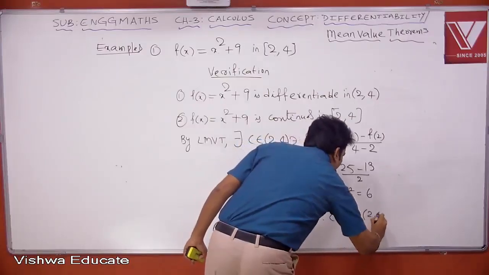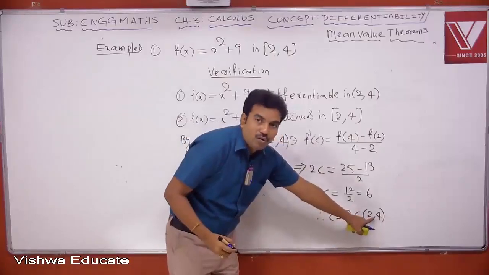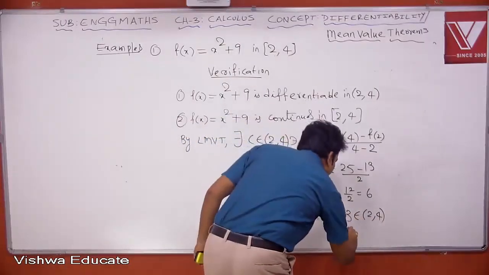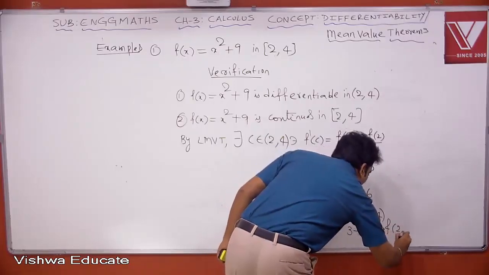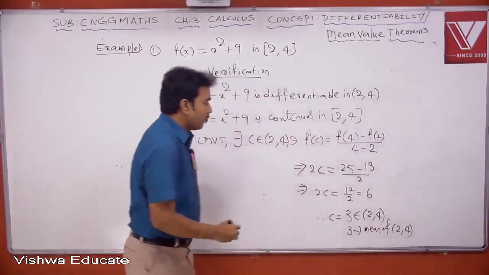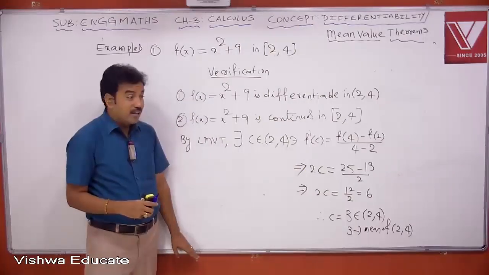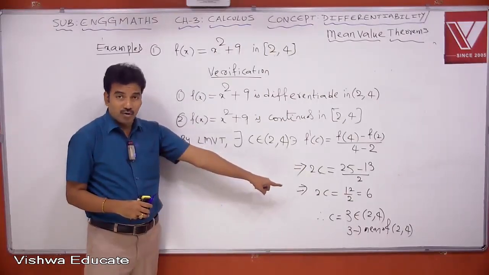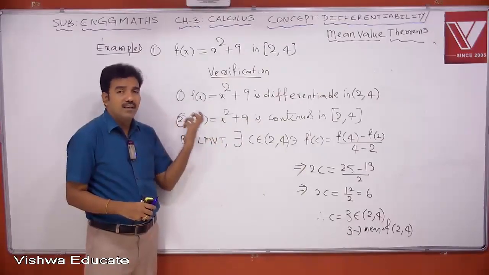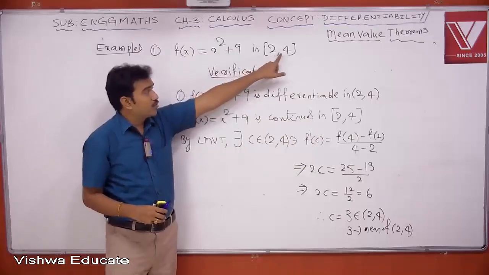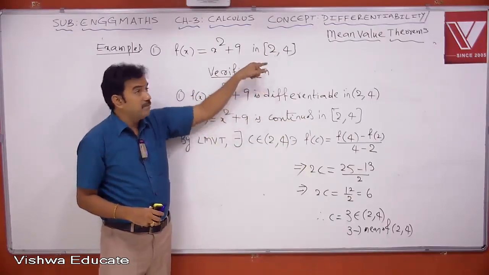Now this belongs to the open interval 2 comma 4. Interestingly, this 3 is nothing but the midpoint of the interval. Therefore this 3 is actually the mean of the interval 2 comma 4. That's why they are called mean value theorems. But don't expect the c value to always be the midpoint of the interval. In this case it happened, but in most cases when you take any example, the c value will be very close to the midpoint. So for the same problem, when I change the domain, again c will be the midpoint.